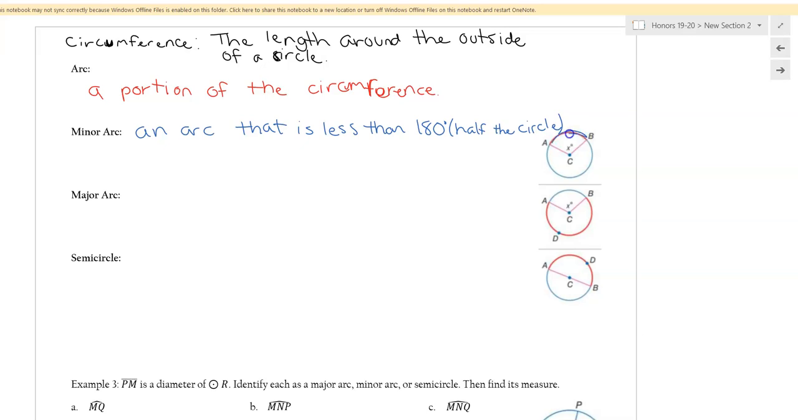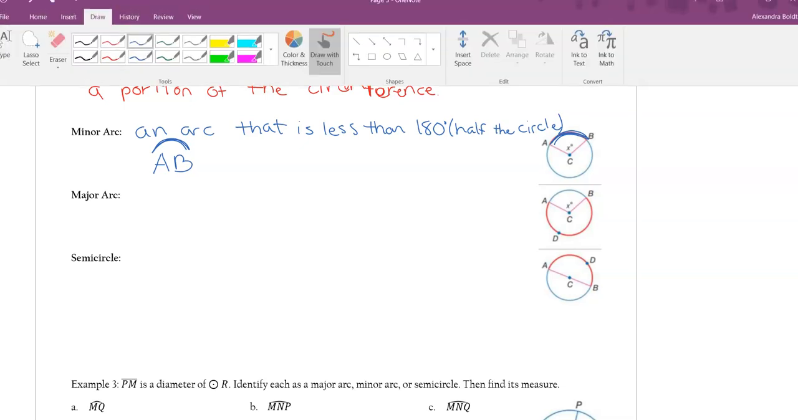So here, right, I have a minor arc. And how we call that is, I'm going from A to B, but I'm not connecting them with a line here. I'm connecting them with an arc. So like a little rainbow over them. So that's arc AB.